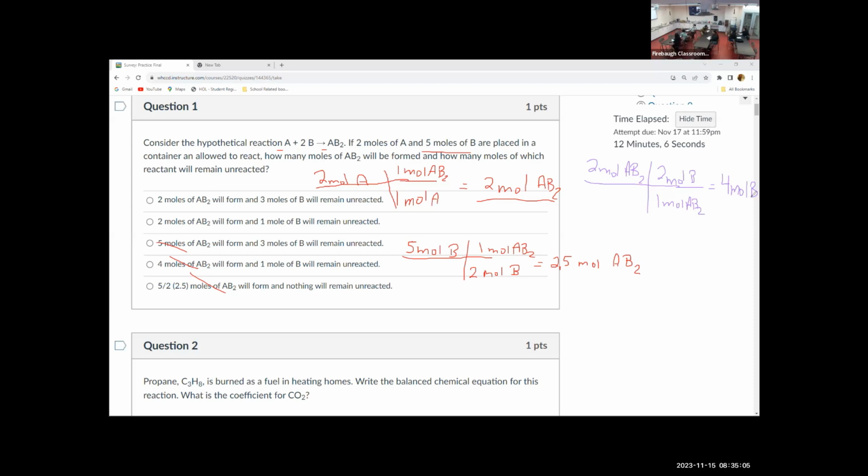Okay, so in this situation, we know that A was limiting, B was in excess, because B, we only needed 4 moles of it, we have 5. So how much was unreacted? How much? 1, that's right. So we know 5 minus 4 is equal to 1 mole of B that's unreacted.